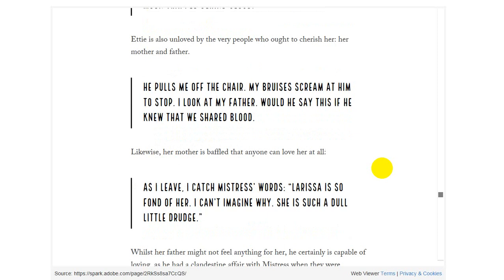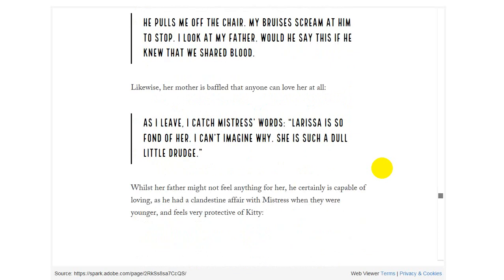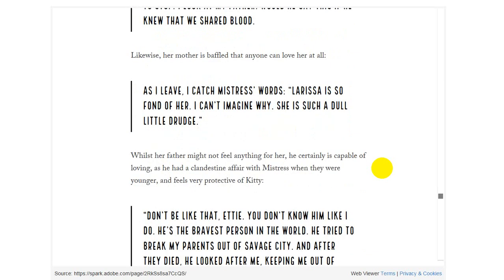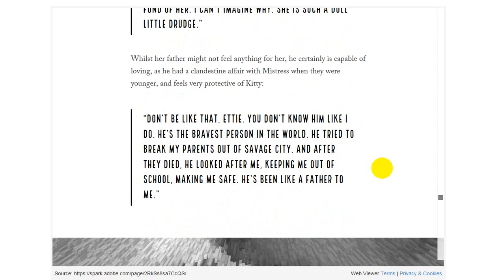Handler Xavier doesn't know that he's her father, but he's really cruel to her. And likewise, her mother isn't kind. She says, "Larissa is so fond of her. I can't imagine why. She's such a dull little drudge."